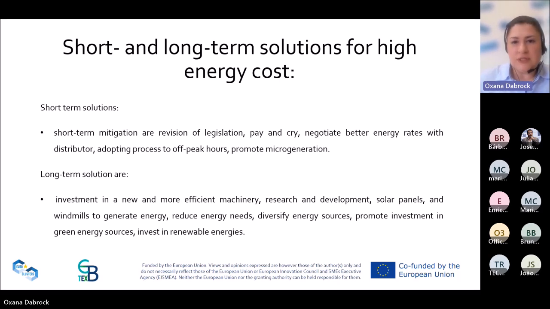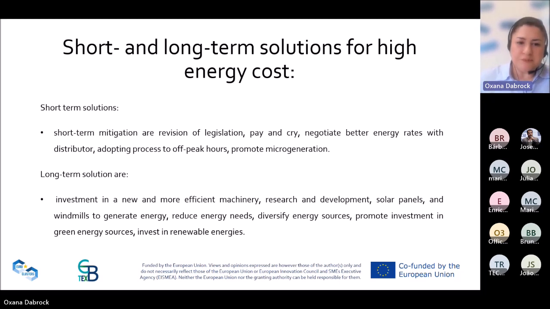So for the high energy cost risk, the first mitigation or short-term solution is a revision of legislation, negotiating better energy rates with the distributor or provider, adapting processes to peak hours, probably special tariffs, and promoting microgeneration.